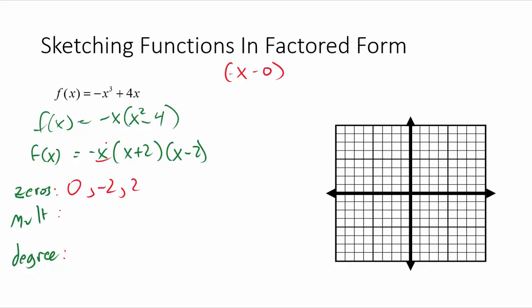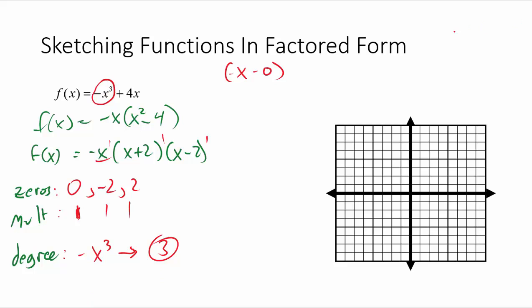Now if we look at the multiplicities, none of these have any repeated factors or exponents up top, so these all have a multiplicity of 1. Okay, so that means I'm just going to pass through every single point since those are odd numbers. Finally, the degree. It's already multiplied out up here, so I can see that the leading term is -x³, so the degree here is 3. Okay, so the highest exponent term would be a 3.